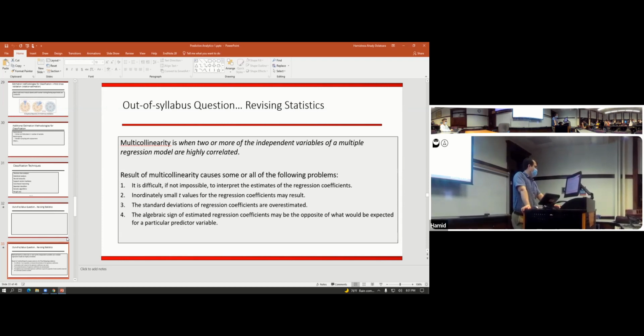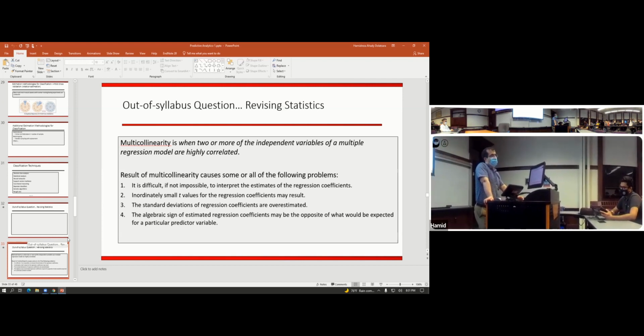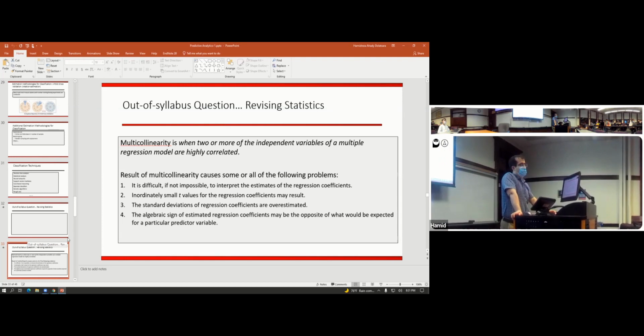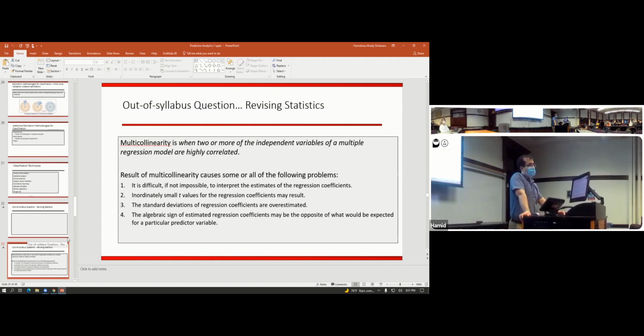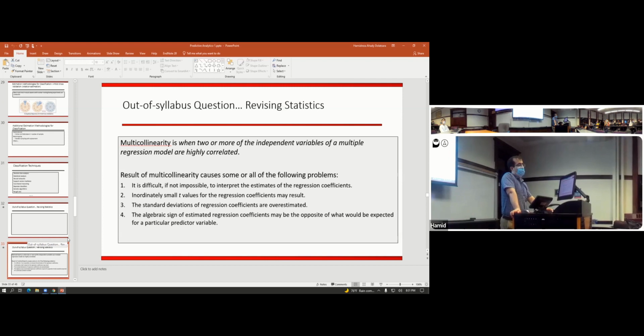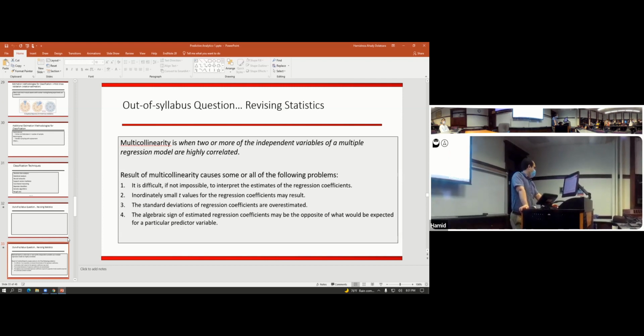For example, some regression coefficient should be positive, but they turn out to be negative because those variables just affect each other. So especially for a statistical prediction or white box model, you should avoid multicollinearity because it just damages your performance. Also, it's very hard to interpret your parameters.